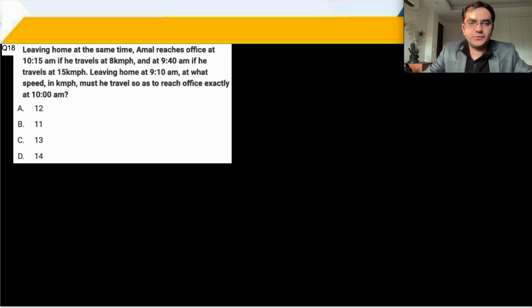Basic TSD question where distance is constant, so we will use proportionality. So home to office distance is constant. Speed first 8 kilometers per hour and after that 15 kilometers per hour. Travels at 8 then 15. So the time taken will now be inversely proportional. It will become 15:8 because distance is constant, right? Speed is inversely proportional to time.